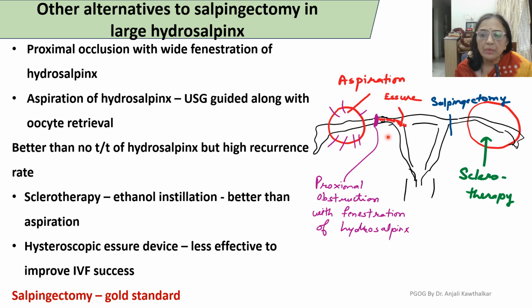Essure is the contraceptive device which is used, and we can insert it bilaterally if bilateral hydrosalpinx is present while doing the hysteroscopy. But its efficacy to improve IVF is less compared to all the other procedures. Aspiration is less effective. Essure is less effective. Better are proximal obstruction and sclerotherapy, and best is salpingectomy.